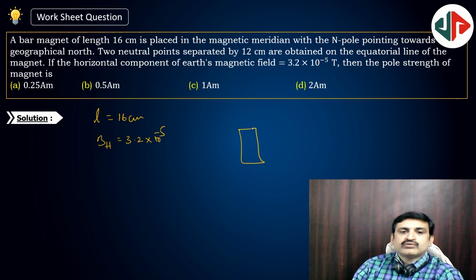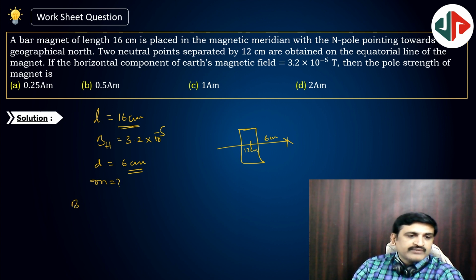Whenever two neutral points are obtained on the equatorial line at a distance of 12 centimeters, that means one neutral point distance is 6 centimeters. That only we have to take. D is equal to 6 centimeter, length of the magnet 16 centimeters. So it's not negligible, comparable length, that we have to keep in mind. And then the pole strength of the magnet m is equal to question mark.